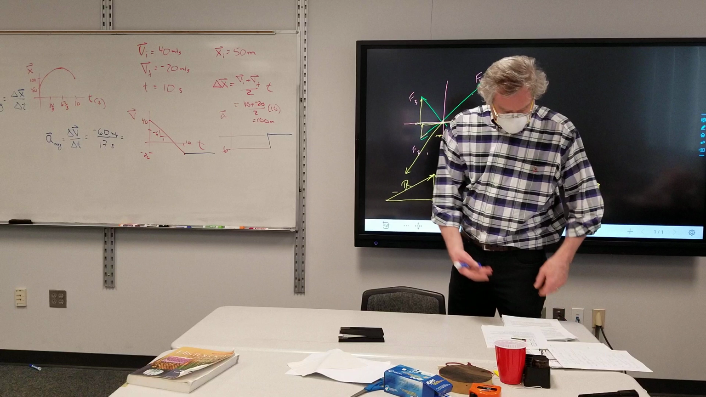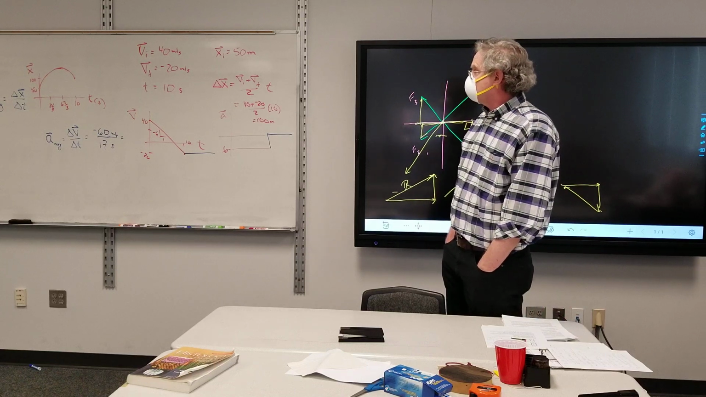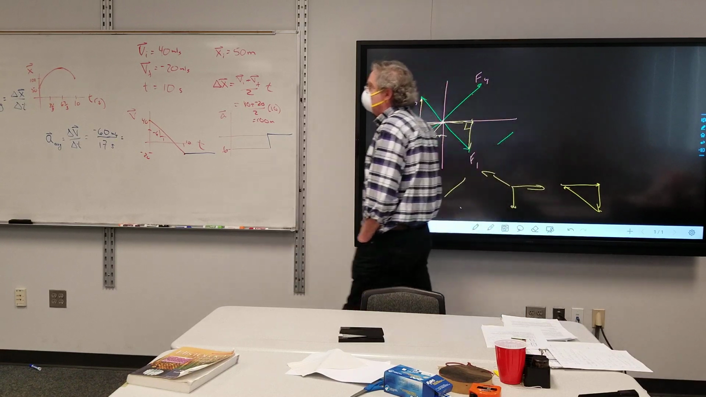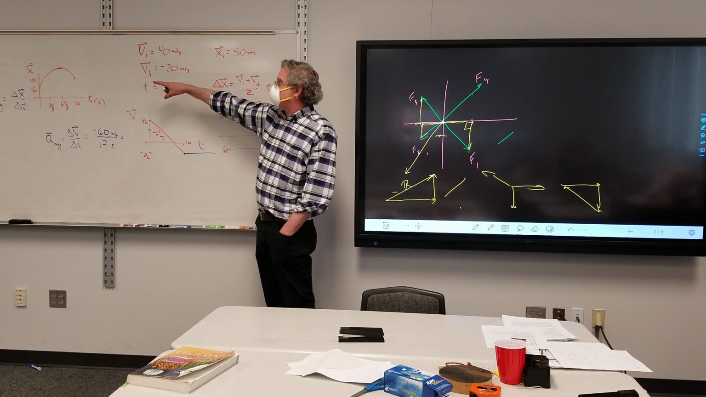Average velocity is change in position over change in time. So there are several ways of doing it. At this point, we know it starts at 50, it ends at 100, so the change in position is 50 meters, positive 50 meters divided by 10.